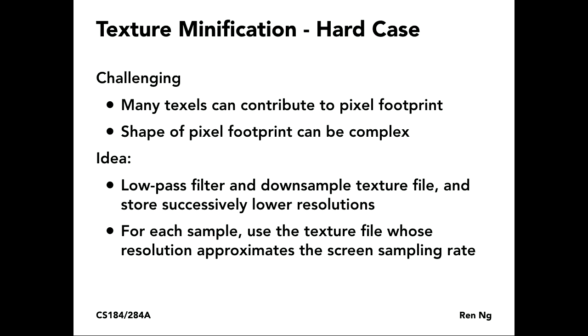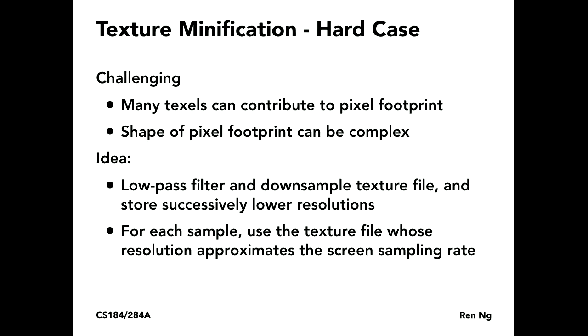But it is, and the reason is because many texels, that is, pixels in the texture image, can contribute to the final pixel footprint on the screen. And the shape of the pixel footprint can be complex, as you remember from our discussion on that at the beginning of last lecture. So the idea for solving this case from a filtering perspective and anti-aliasing perspective is that we're going to try to low-pass filter the texture file and downsample it. And we're going to need to do that for a successive set of lower resolutions. I'll show you what that means in detail.